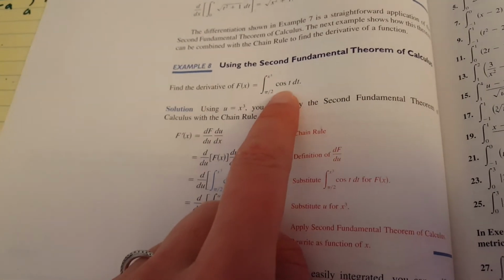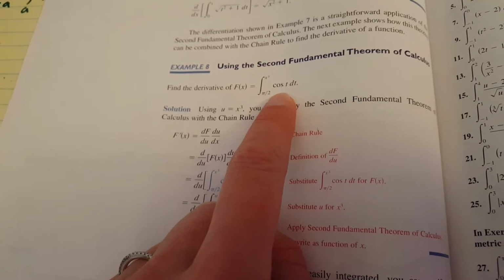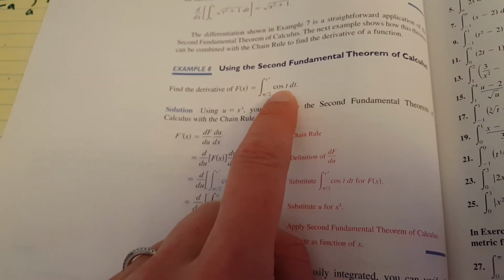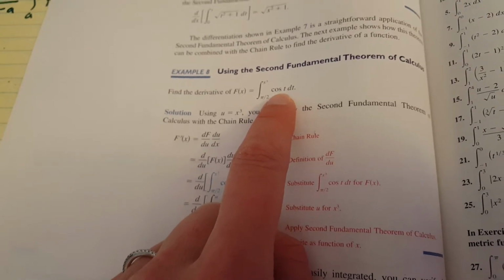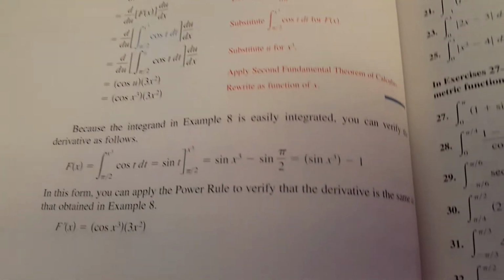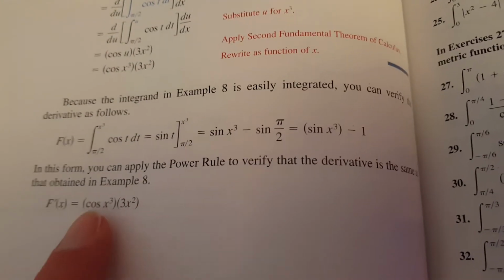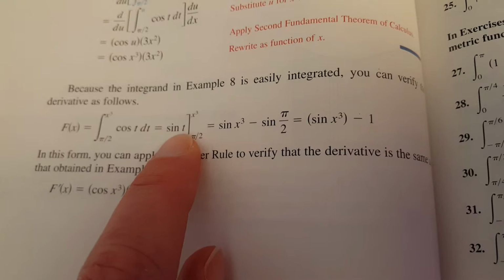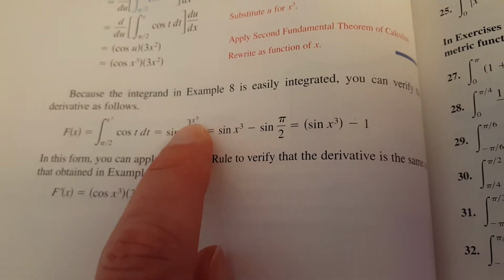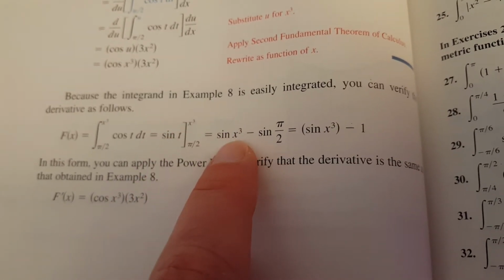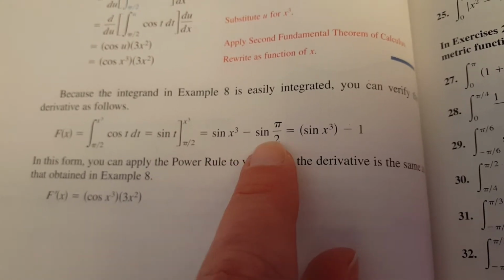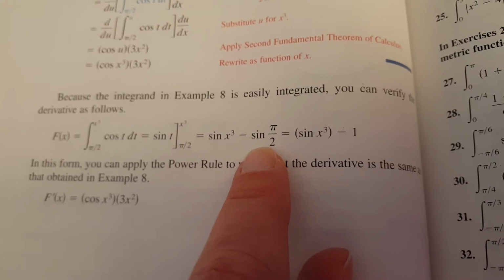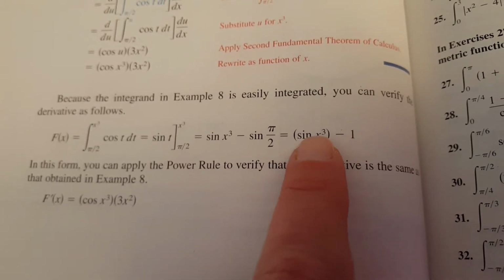Well, we could actually take the antiderivative of cosine t, do a definite integral, so you're plugging in your numbers, then take the derivative of the answer. Well, let's show that this truly works. So what they did here is they took the definite integral here, get sine of t from pi over 2 to x cubed. So they plug in the x cubed, they plug in the pi over 2, they subtract. Sine of pi over 2, that's like sine of 90 degrees, that's 1. So you have sine of x cubed minus 1.